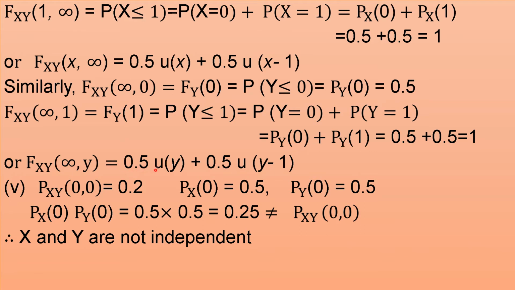0.5 into delta u of y minus 0. Py of 1 is 0.5, so 0.5 into u of y minus 1. Last part, are x and y independent?